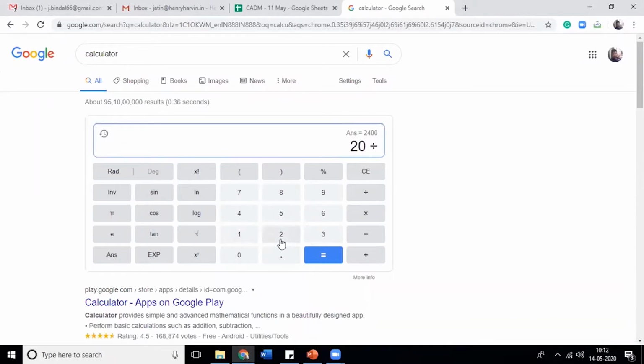20 divided by 120 equals this, and multiplying by 100 gives you a percent. So it's 16.67 to be precise, because when we round off, if the value is greater than 5, it goes to the next closer whole number, that is 7 over here. So it's 16.67, not 66.